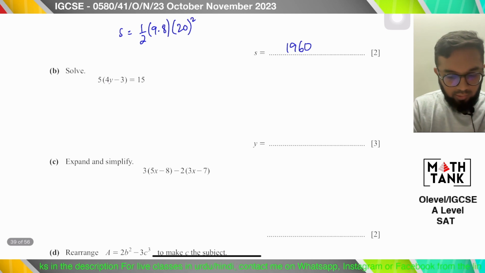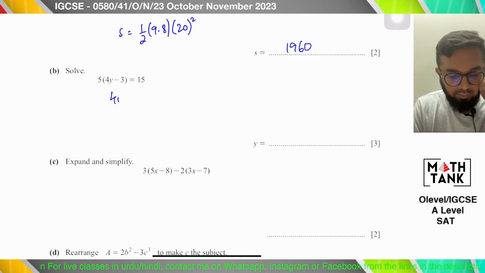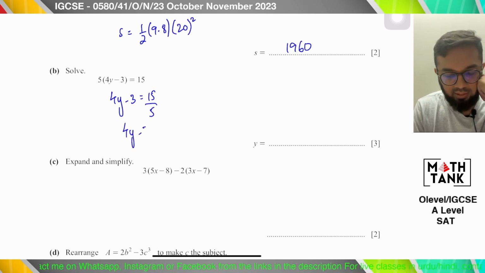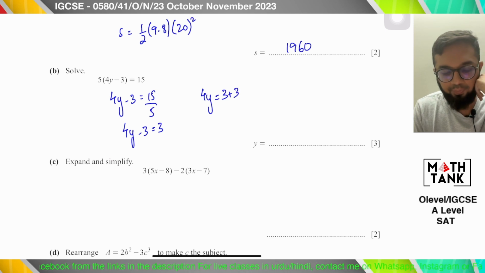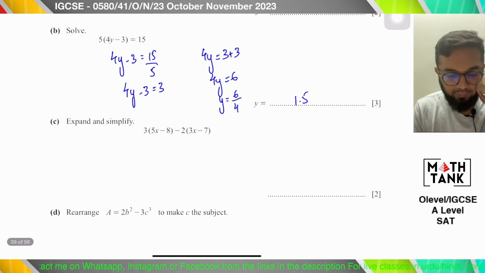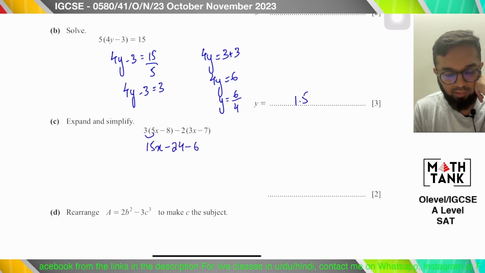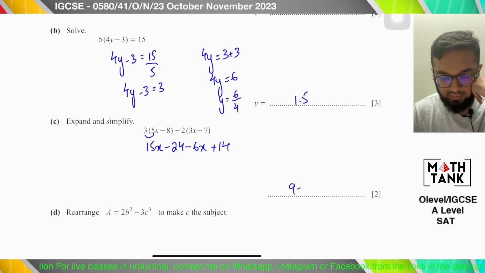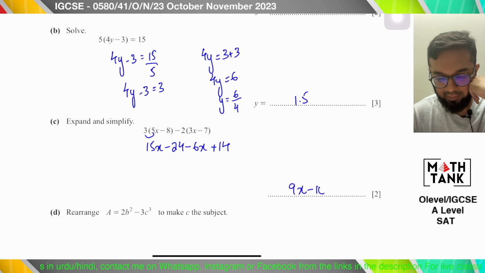Okay, so I can do this easily by first taking 5 to the other side and saying that 4y minus 3 equals 3. So 4y equals 3 plus 3, 4y equals 6, and y equals 6 divided by 4. So that's 1.5. Expand and simplify. So 3 times 5x is 15x minus 24 minus 6x plus 14. So 9x minus 10.